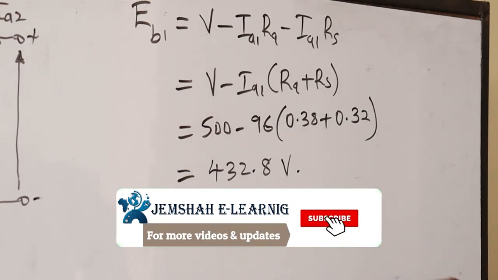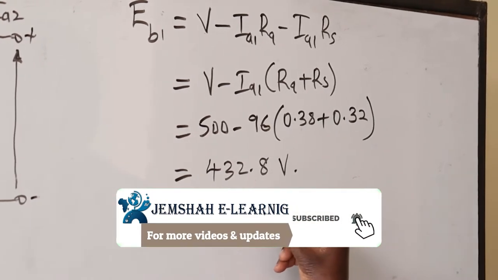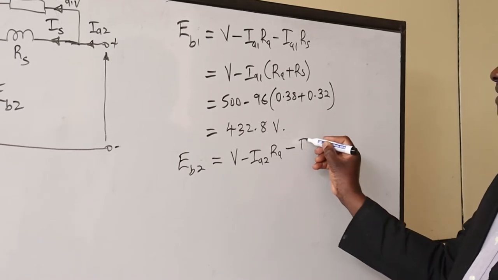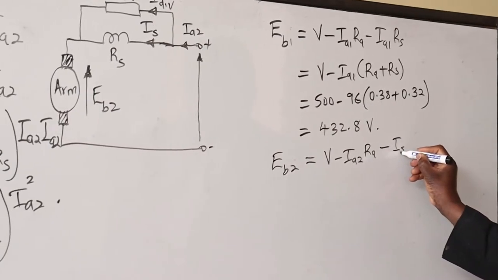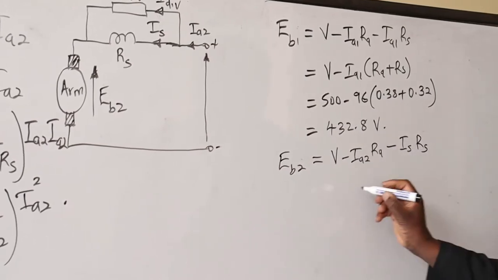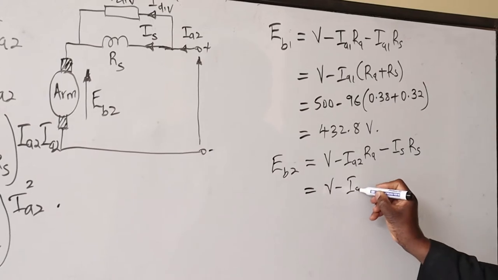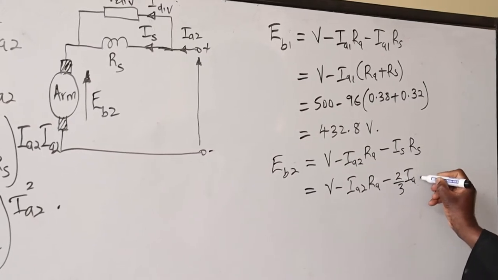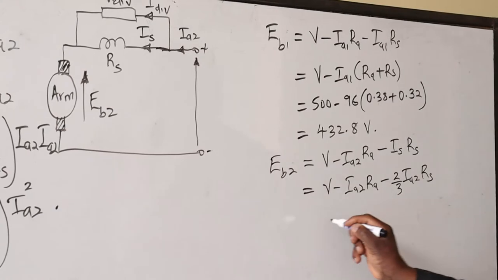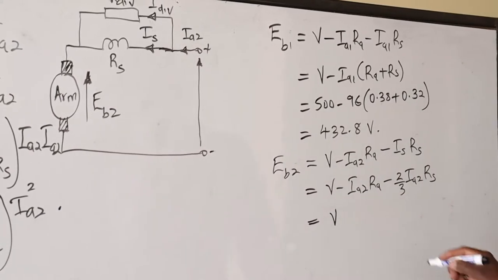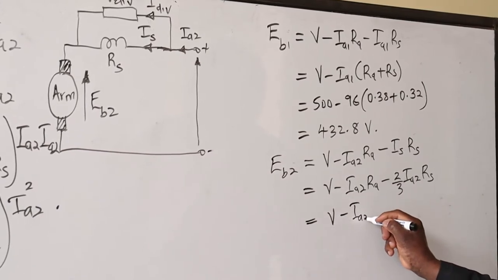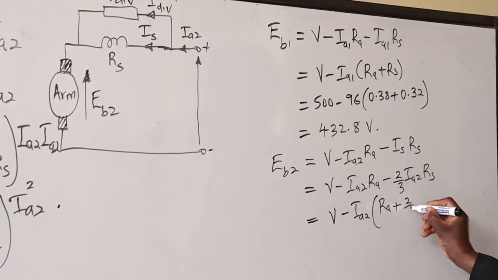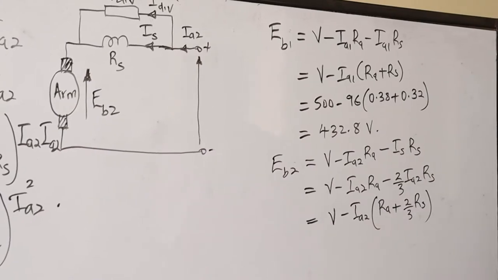EB2 will be equal to V minus IA2 RA minus IS multiplying RS, which is equal to V minus IA2 RA, but IS is equal to 2/3 IA2, times RS, which will be equal to V minus IA2 into RA plus 2/3 RS.